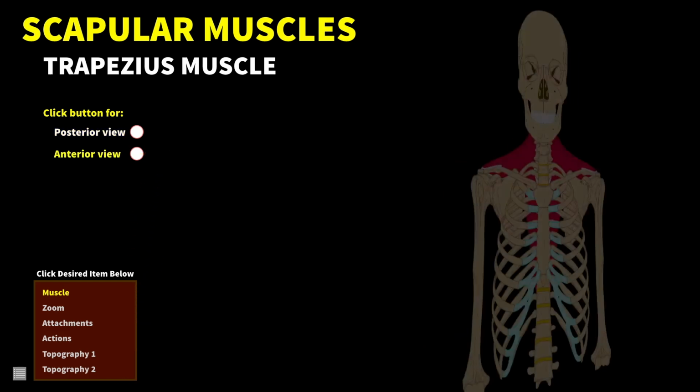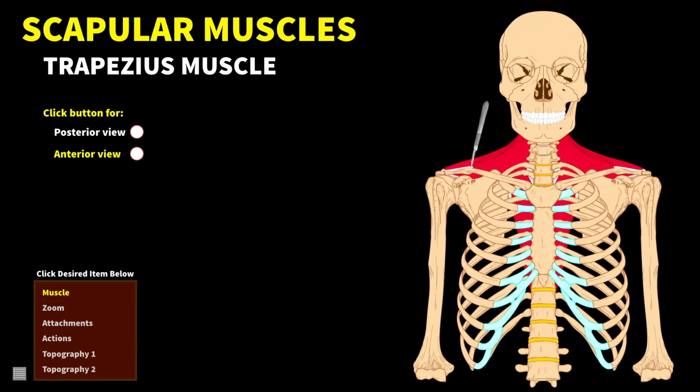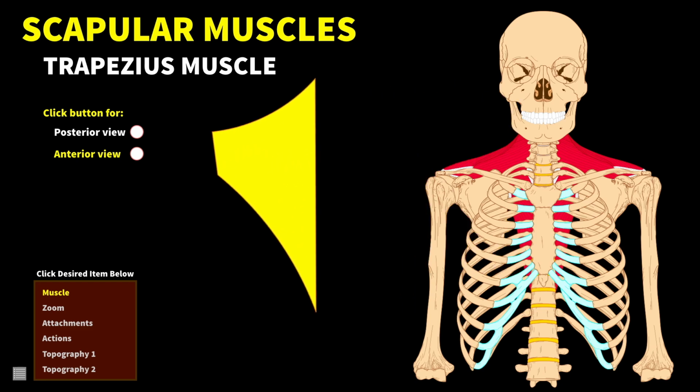Now, if we cut the muscle away from its attachment to the clavicle and fold the front part back so that it is in the same plane as the rest of the muscle, we clearly see that it is a trapezium. That is, a four-sided shape with none of its sides parallel.